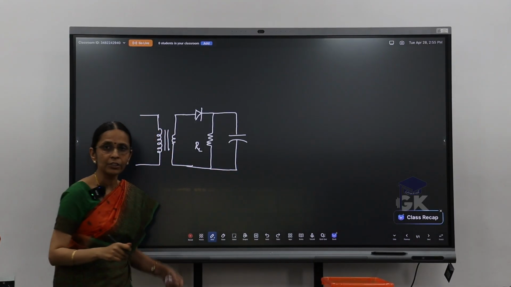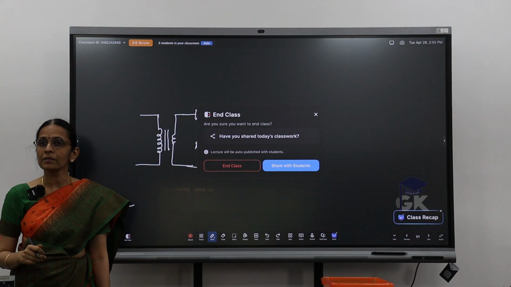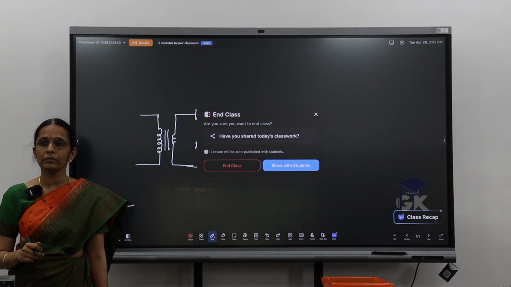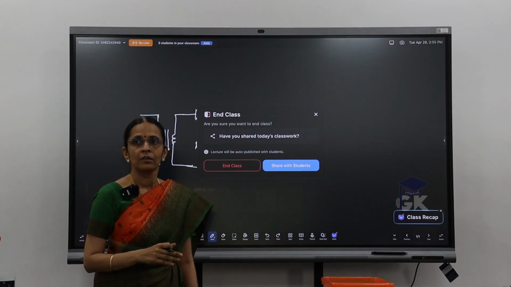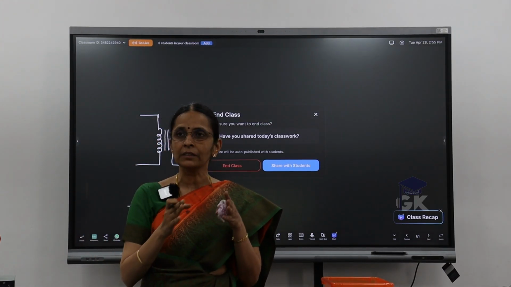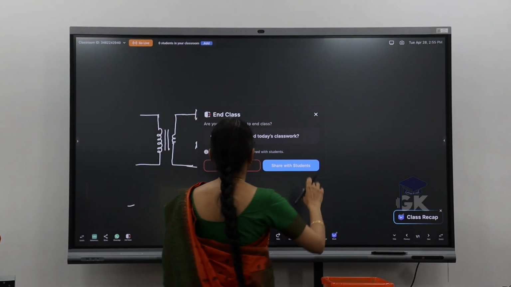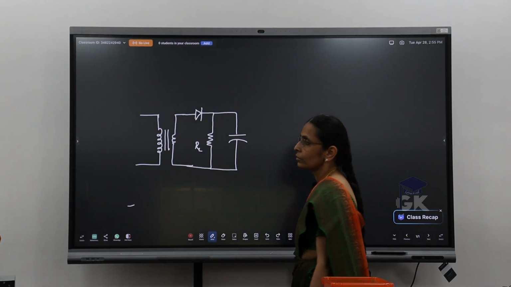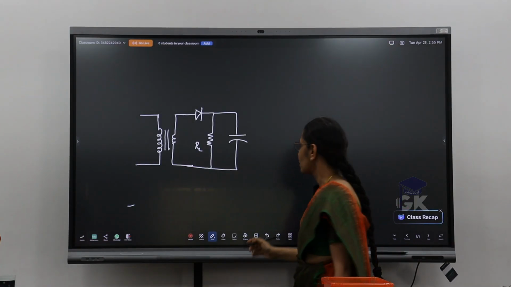This is the symbol of which capacitor? What type of capacitor is this? Capacitor generally, what's the symbol? Two parallel lines, specifying it is two parallel plates separated by an insulator. If I put it in this way, what is it? Electrolytic. It is basically your electrolytic capacitor.